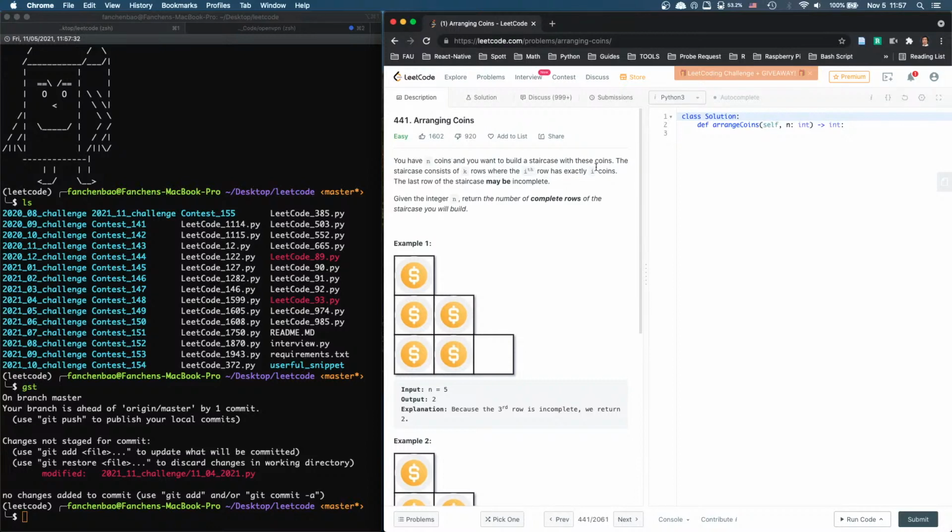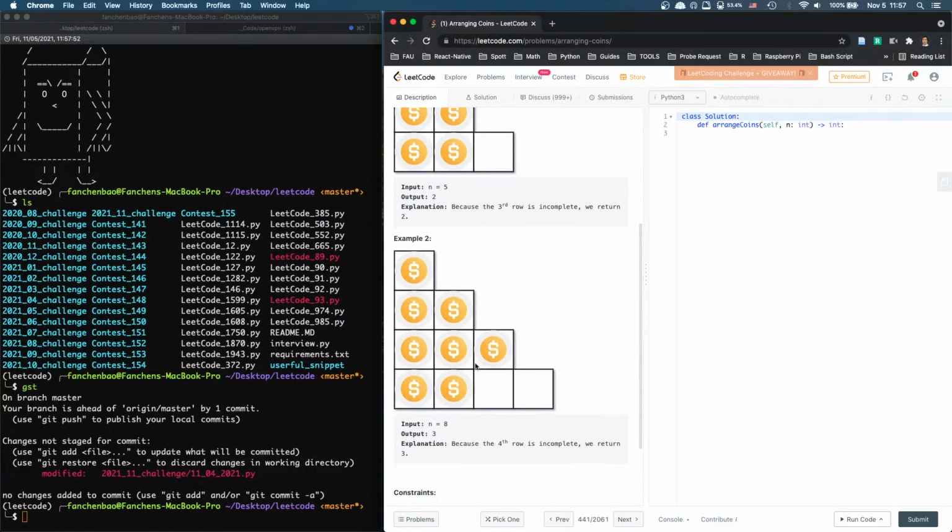The staircase consists of k rows, and the ith row has exactly i coins. The last row may be incomplete. Given the integer n, return the number of complete rows of the staircase you will build. In the example, the third row is incomplete. So the last one can be anything.